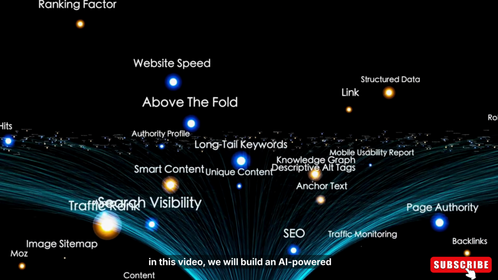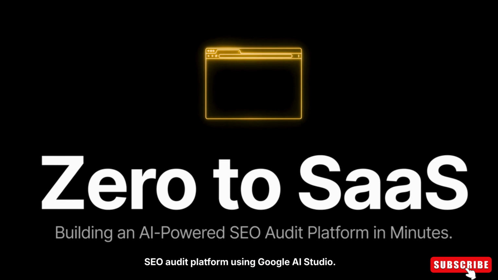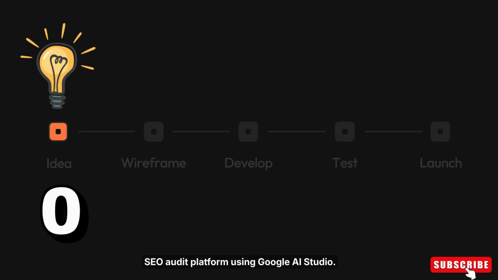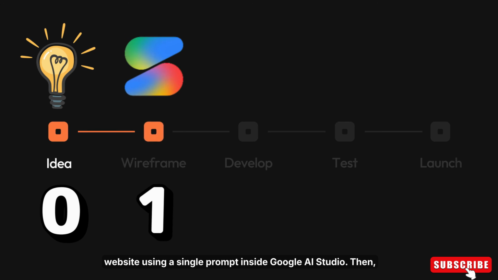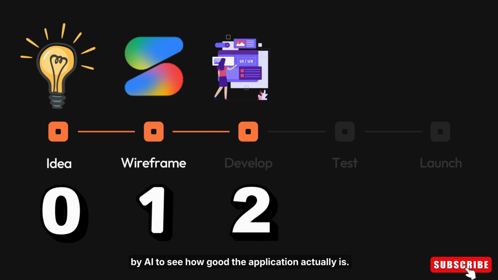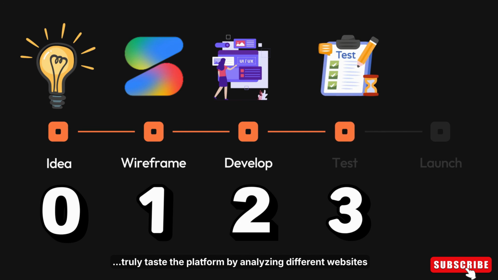So in this video, we will build an AI-powered SEO audit platform using Google AI Studio. We will start by generating the entire website using a single prompt inside Google AI Studio. Then in step 2, I will review all the pages and features generated by AI to see how good the application actually is. And then in step 3, I will thoroughly test the platform by analyzing different websites and checking whether it works as expected or not.